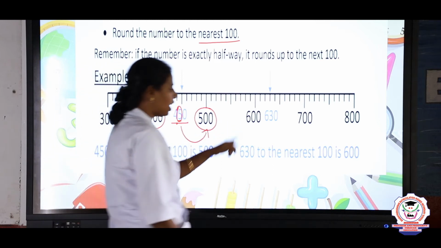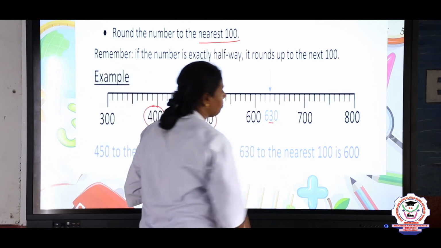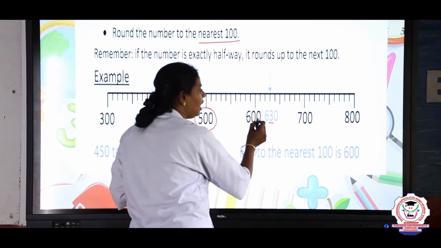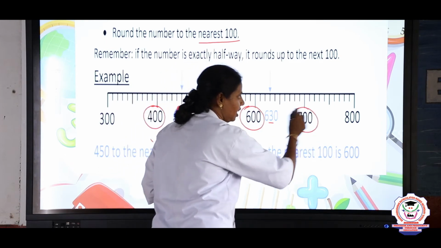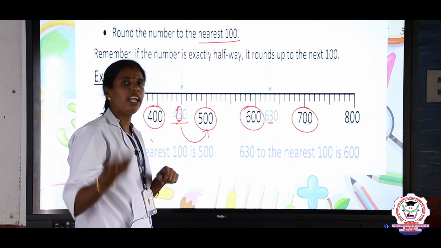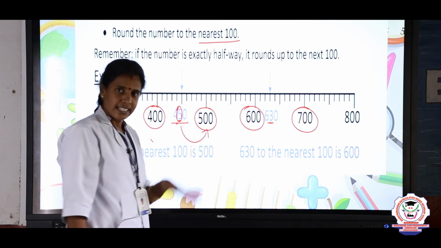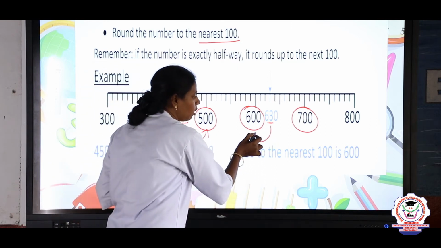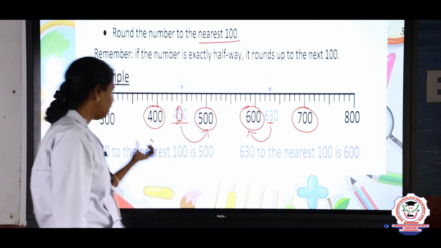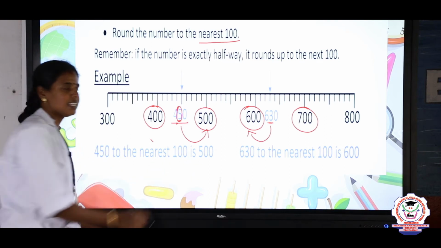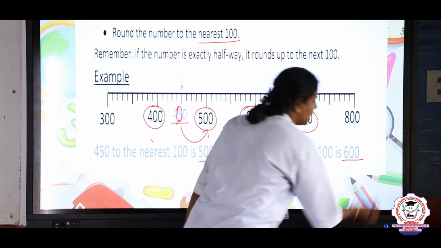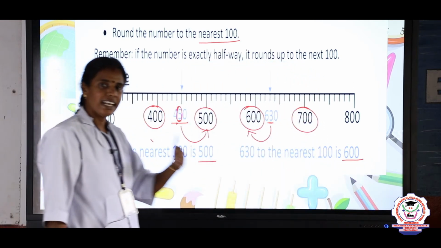Is it clear? One more example is given here, 630. So in the tens place the number is 3. 630 will lie between 600 and 700. Here the tens place number is 3, which is less than 5. So the number needs to be rounded to the before number of 630, which is 600. Is it clear? So 450 to the nearest 100 is 500, and 630 to the nearest 100 is 600. Is it clear how to round to the nearest hundreds?